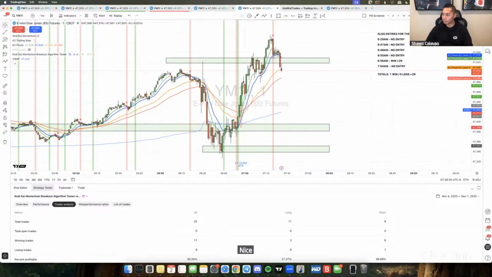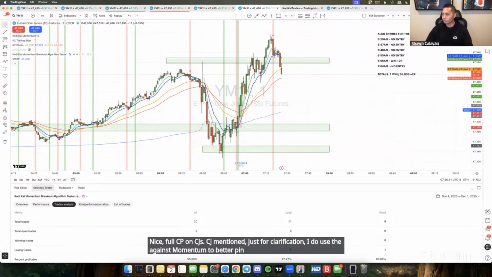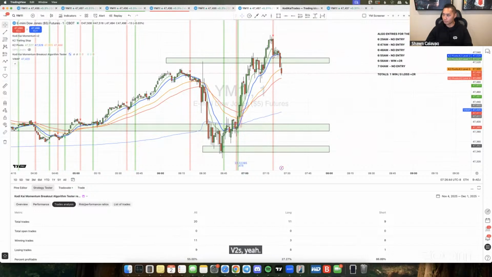Nice. Full TP on CJ's. CJ mentioned, just for clarification, I do use the against momentum to better pinpoint MPS V2s. Yeah, for the market flows and the MPS V2s. Yeah, definitely.